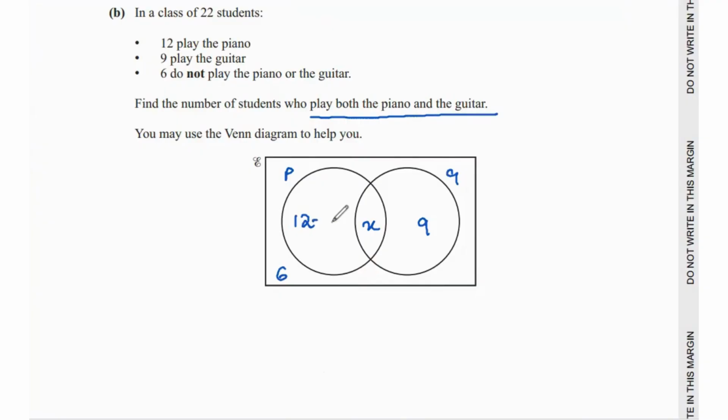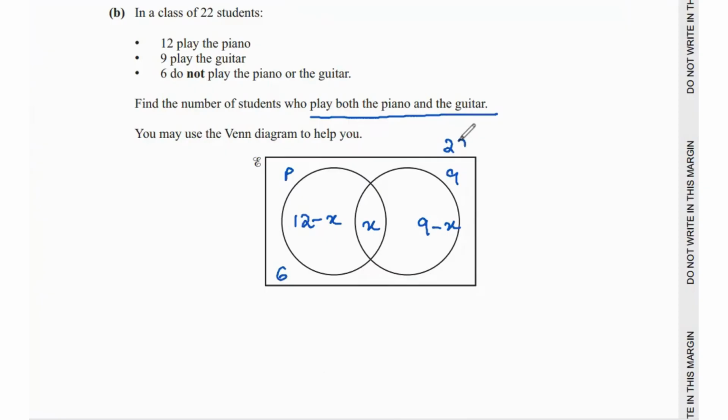So because of that, we write 12 minus x and we write 9 minus x. We will subtract the common elements from the number of people who play the guitar and the number of people who play the piano. Why? Because there's an overlap area between both the Venn diagrams, and that overlap region shows the number of people who play the piano as well as the guitar. So in order for us to find the number of people who just play the piano or just the guitar, we have to subtract that common number.